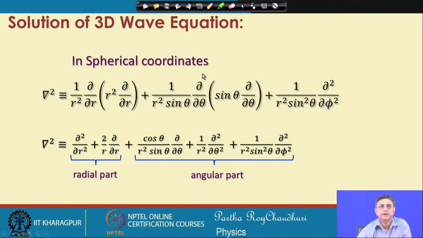In spherical coordinates, the Laplacian can be written in this form, where r is the radius vector, theta is the inclination and phi is the azimuth angle. So, look at this. This part is purely the radial part and this part represents the angular part.